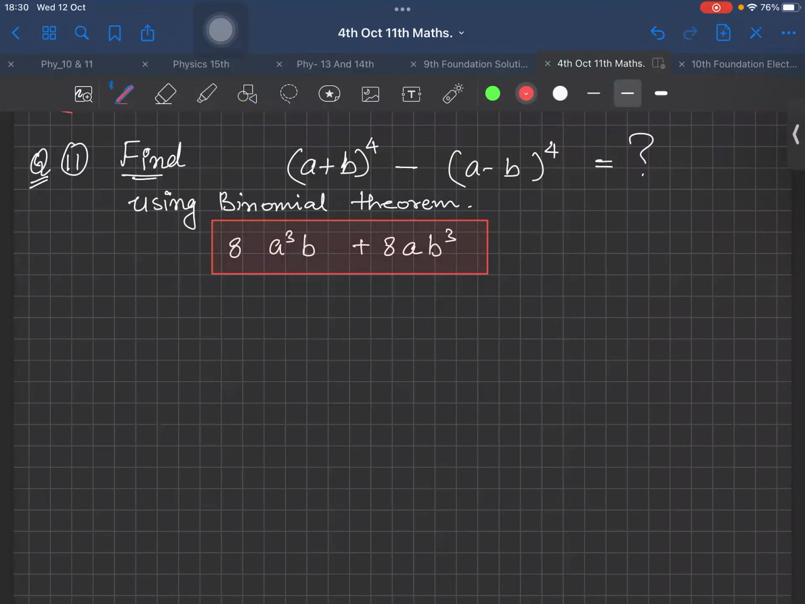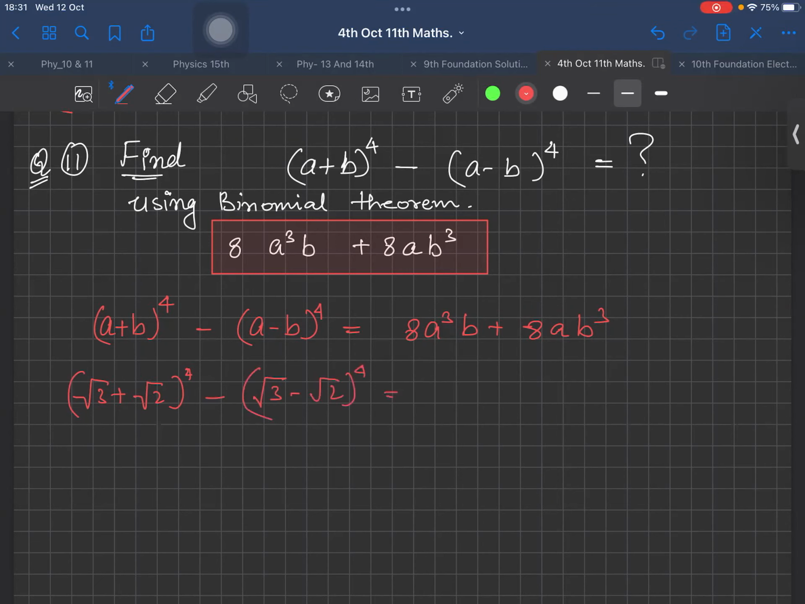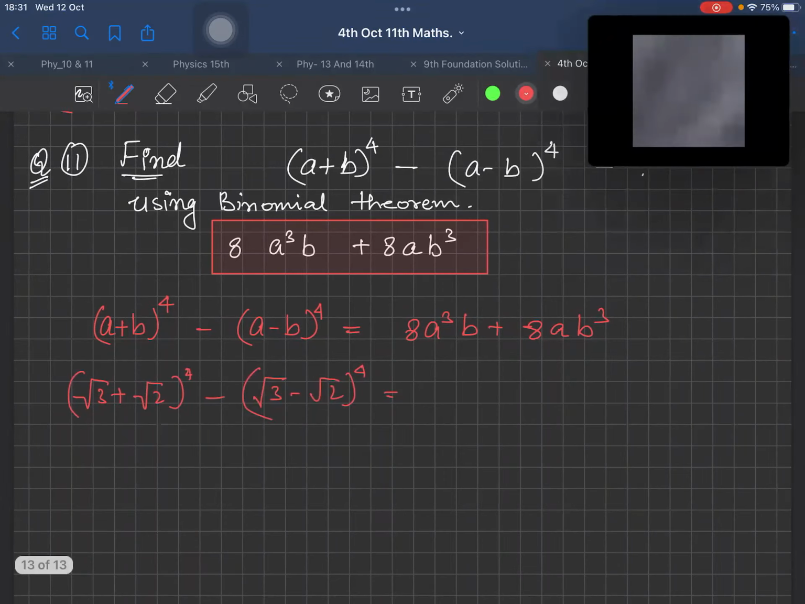Now using this, since we know a plus b to the power 4 minus a minus b to the power of 4 is equal to 8a cube b plus 8ab cube, you have to find root 3 plus root 2 to the power of 4 minus root 3 minus root 2 to the power of 4. Find it fast.